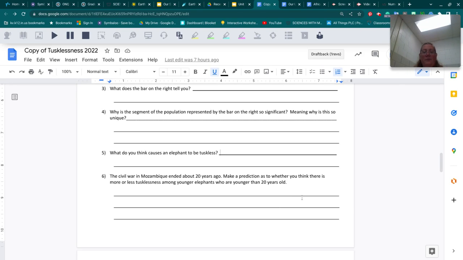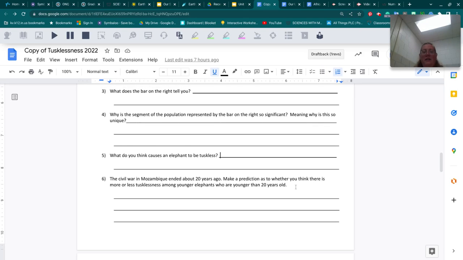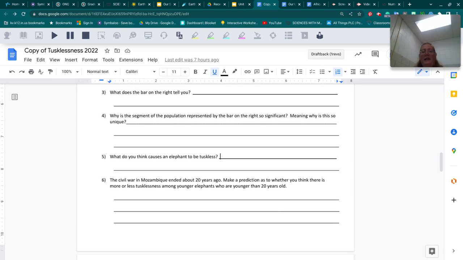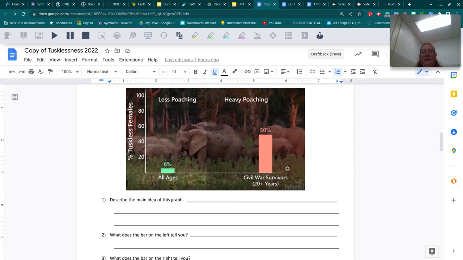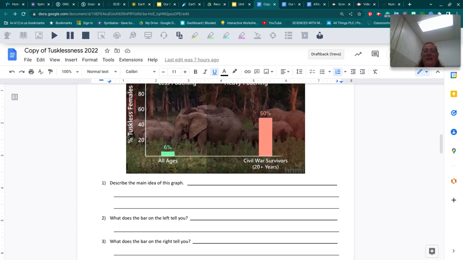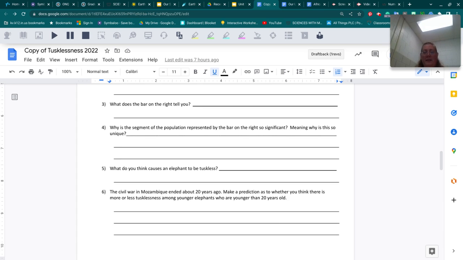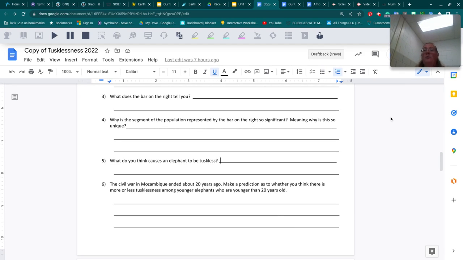Okay, so the last one's a prediction. What do you think is going to happen as far as the number of animals that have tusks? Because people are killing off those with tusks in the heavy poaching areas. The majority of those with tusk, maybe 50% with tusk, are going to be heavily picked on. What do you expect to see as far as a percentage of those with tusk to happen? That is the end of part 1.